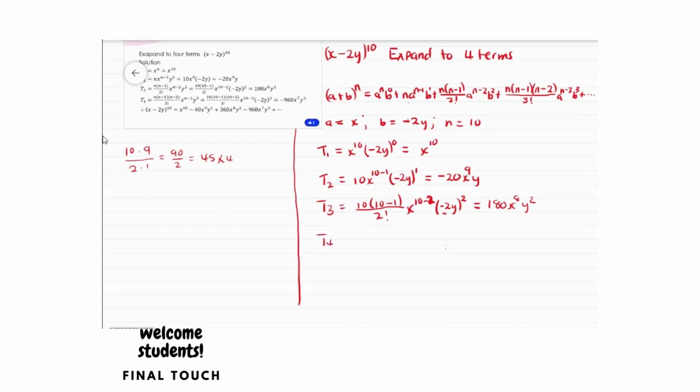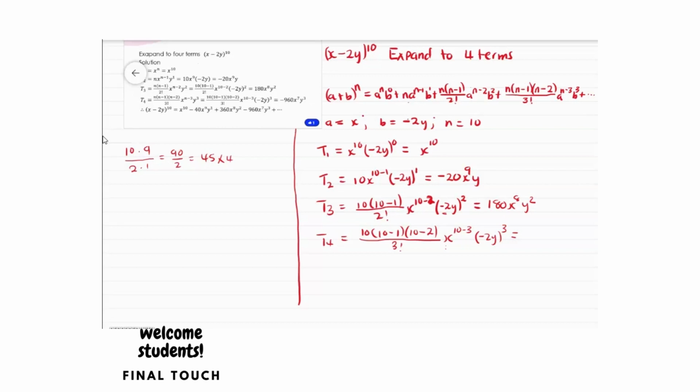And our fourth term is going to be 10 into 10 minus 1 into 10 minus 2 over 3 factorial, multiplied by x to the power 10 minus 3 and negative 2y to the power 3. Again, the same operation. If we are to simplify this, we can use a calculator. We can punch our values directly into the calculator and we are going to get our answer.